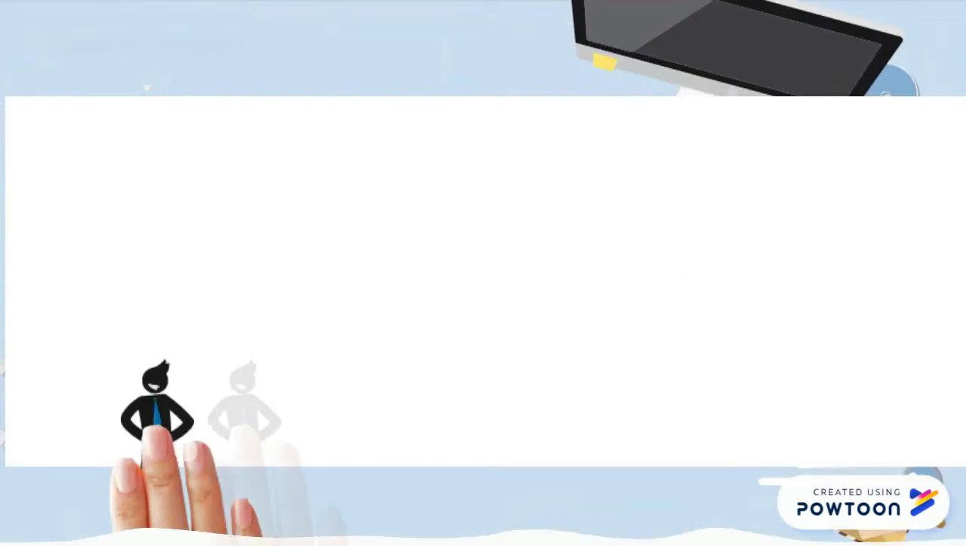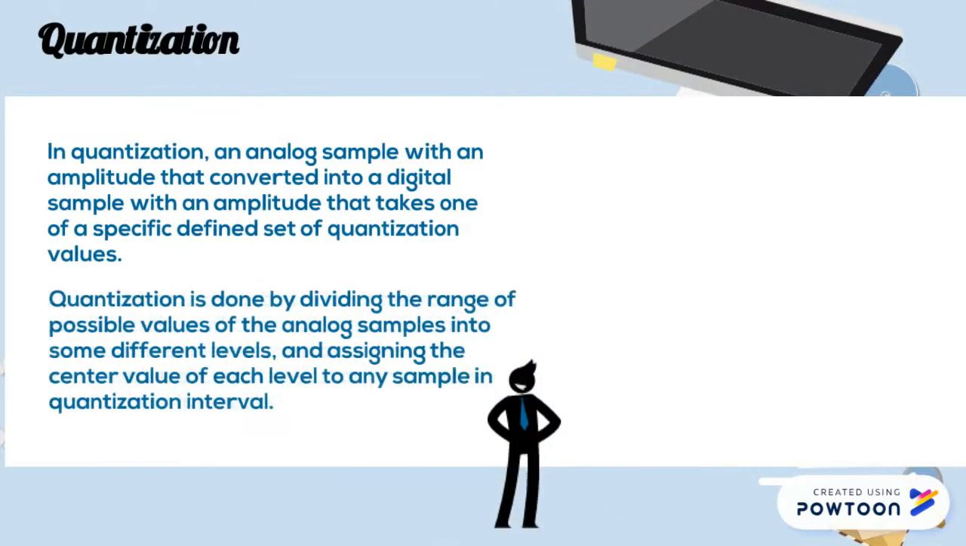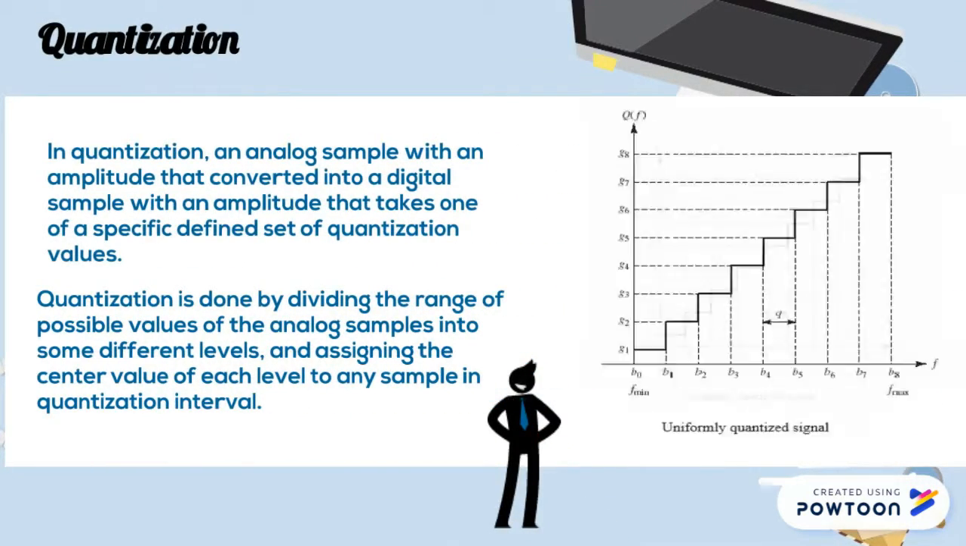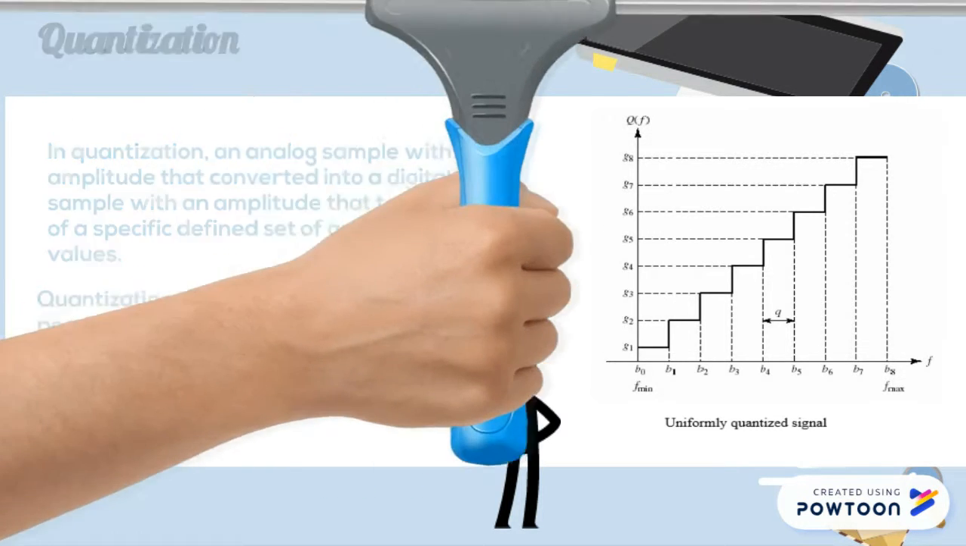Quantization. In quantization, an analog sample with an amplitude is converted into a digital sample with an amplitude that takes one of a specific defined set of quantization values. Quantization is done by dividing the range of possible values of the analog samples into different levels and assigning the center value of each level to any sample in the quantization interval.